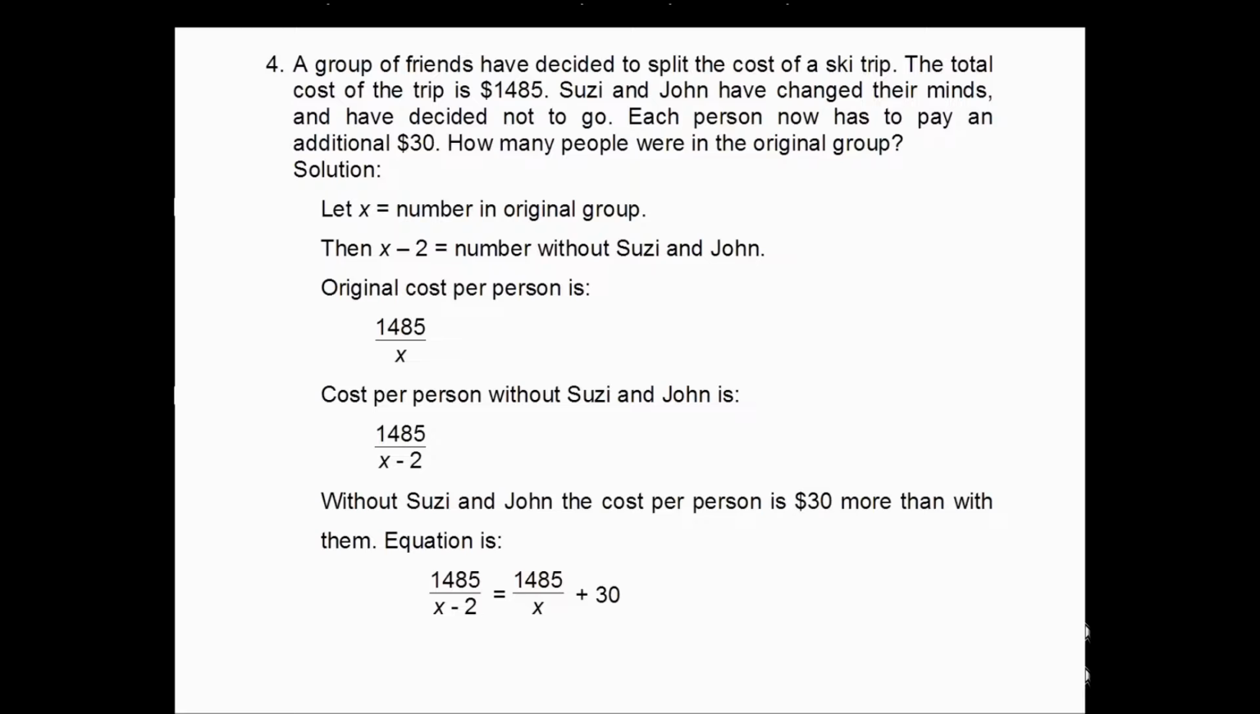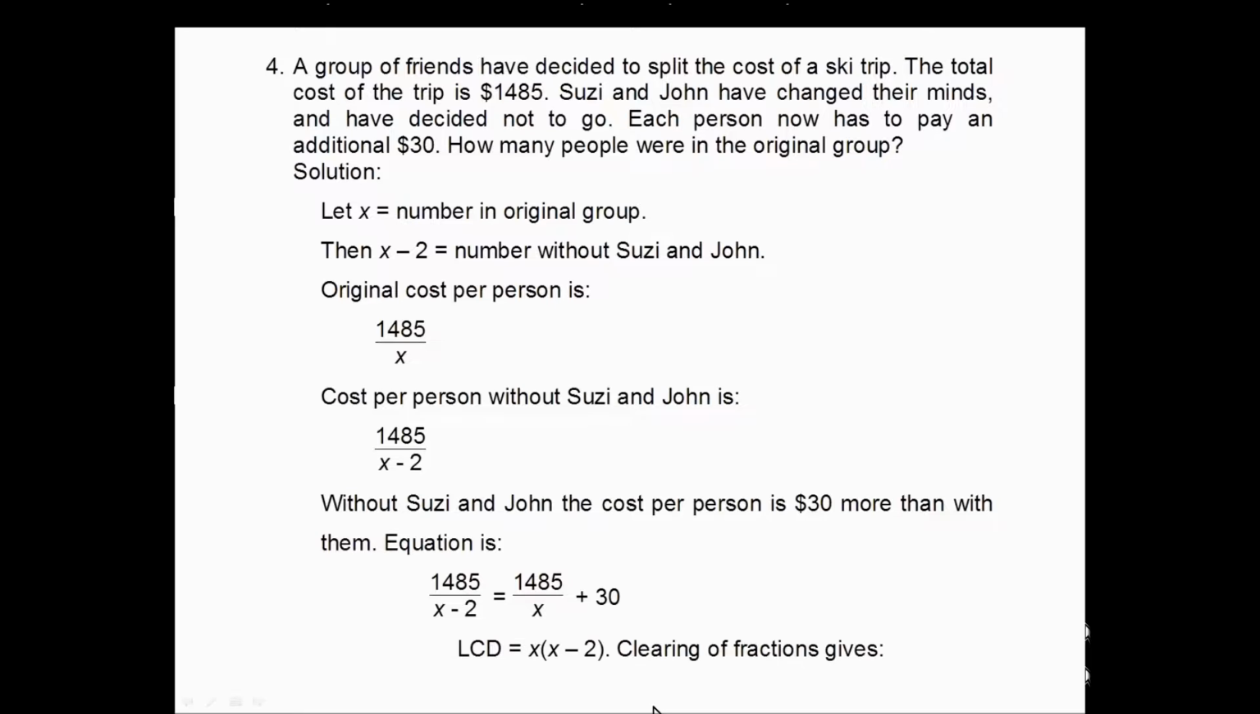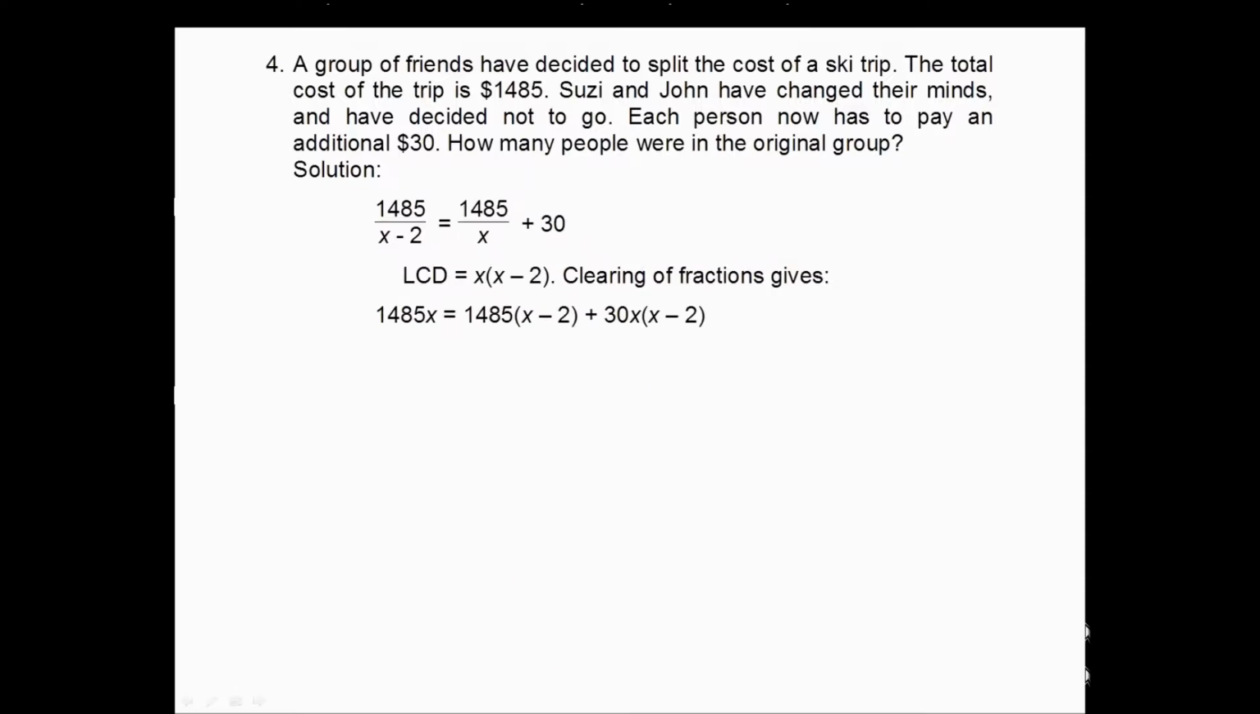My LCD is X times X minus 2. We're going to multiply each numerator by factors from the LCD that are not in its denominator. Notice the 30 has a denominator of 1, so it's going to be multiplied by both factors. So let me start over here. This is where we left off. So 1485 times X is equal to 1485 times X minus 2 plus 30X times X minus 2.